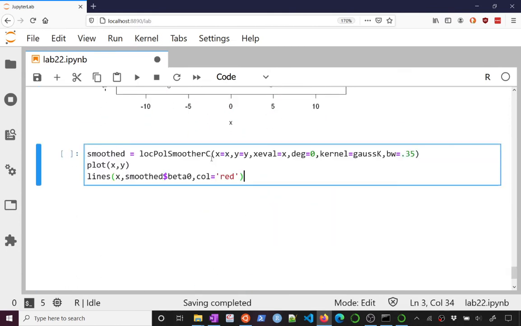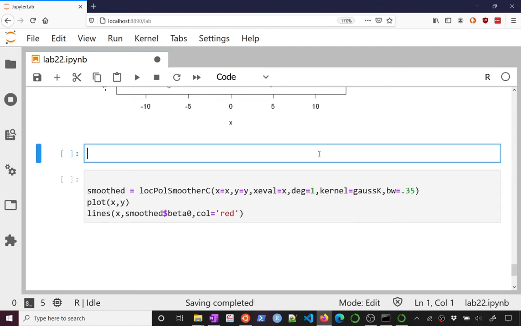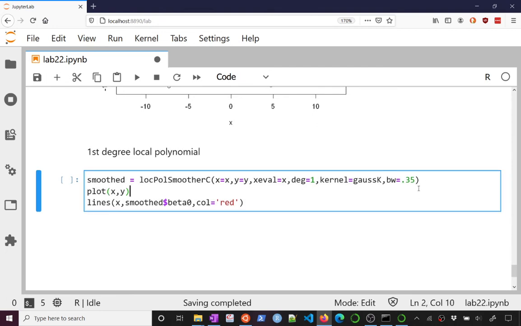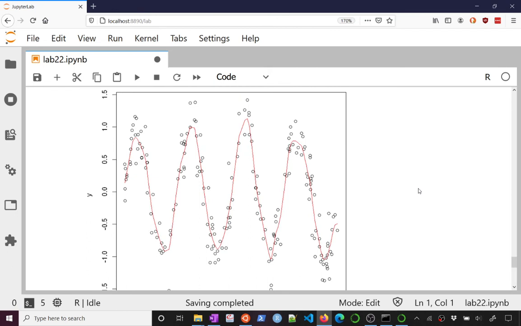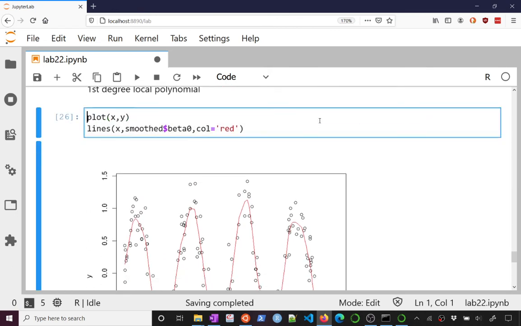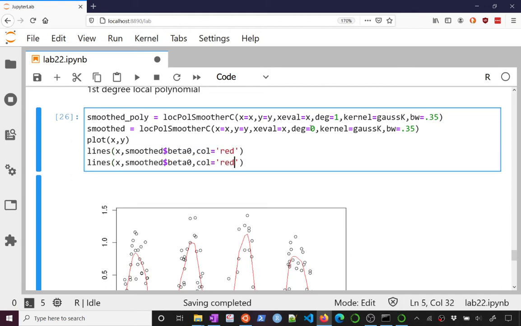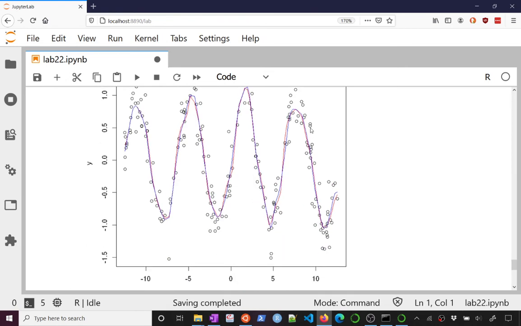But we could also fit true local polynomials by changing this degree. So if I wanted to fit a first degree local polynomial, I would change this to 1, and that's what I would get. Maybe I'll compare these. The kernel regression estimator degree is 0, and let's say smoothed poly. I'll leave my kernel regression in red, and I'll make the polynomial blue. It probably won't give us a super different answer, a slightly different answer.